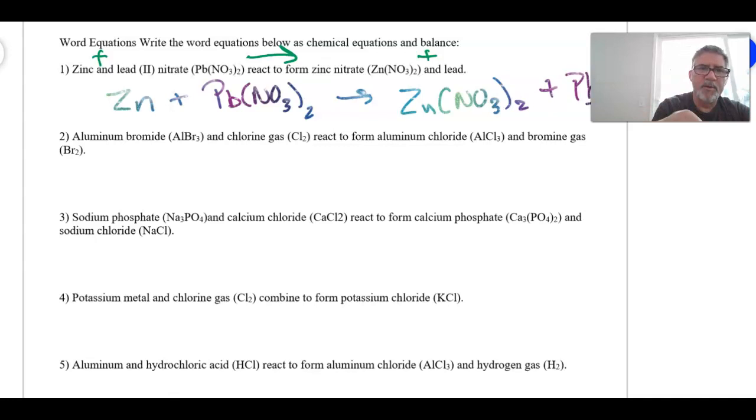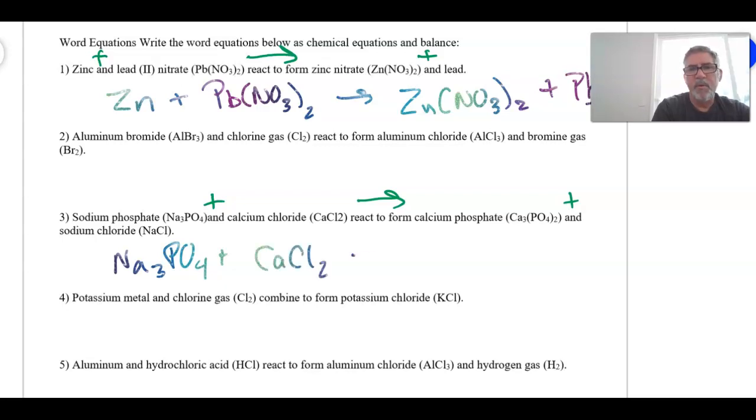So number 3, we can look. We have an "and" here, and we have an "and" here. "To form," there's where my yield sign is going to be. Then I can go ahead and write my stuff down. By the way, number 1 would have been a single replacement because I have an element on both sides. So I have sodium phosphate plus calcium chloride react to form calcium phosphate and sodium chloride.